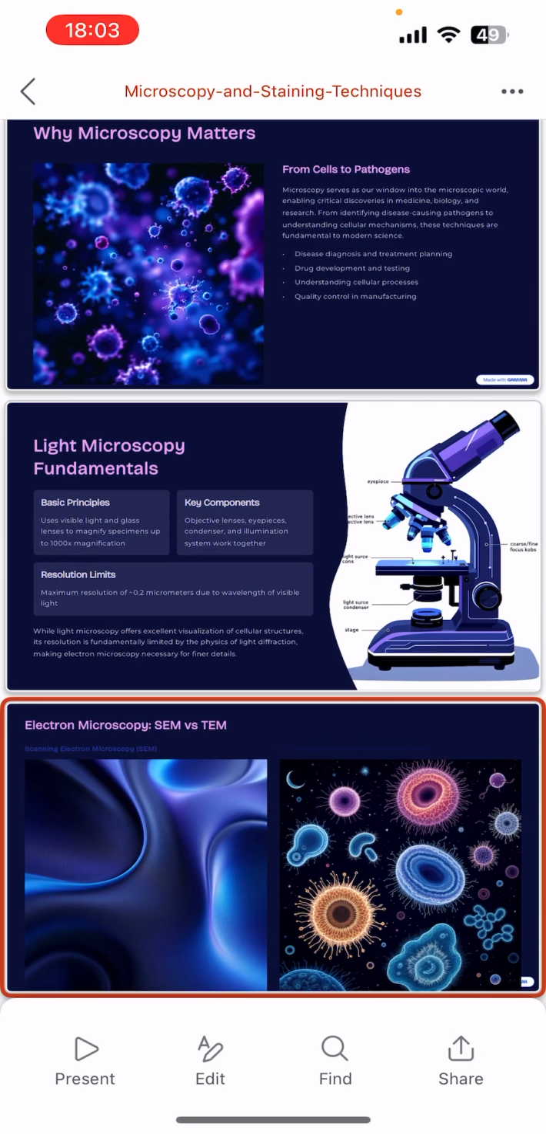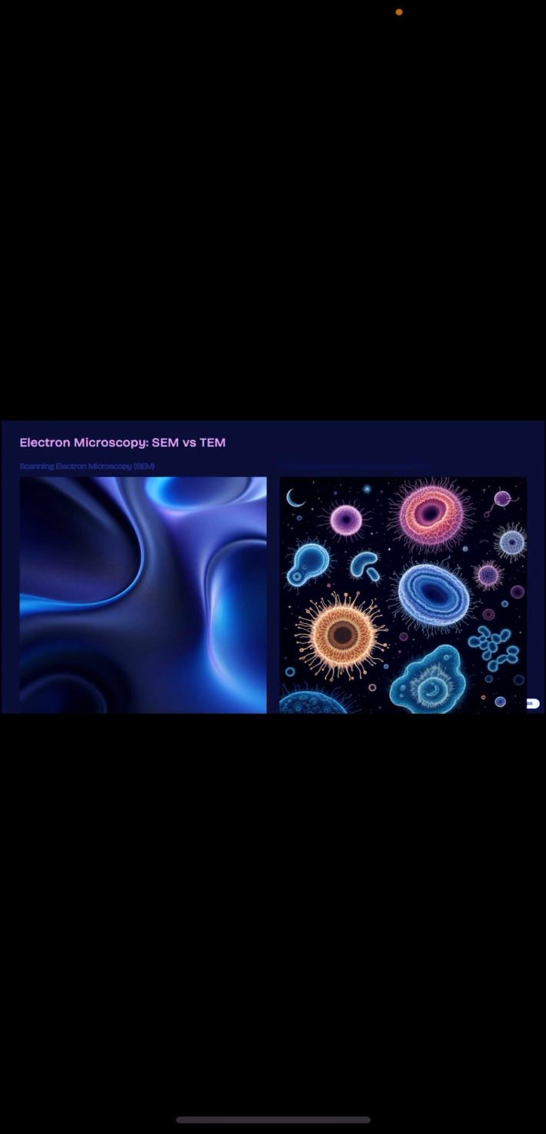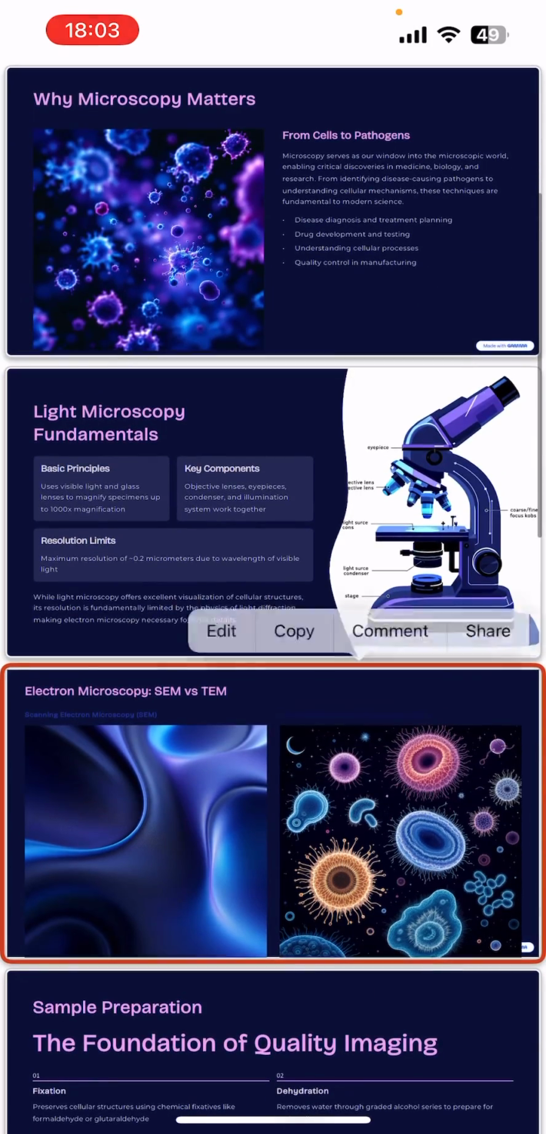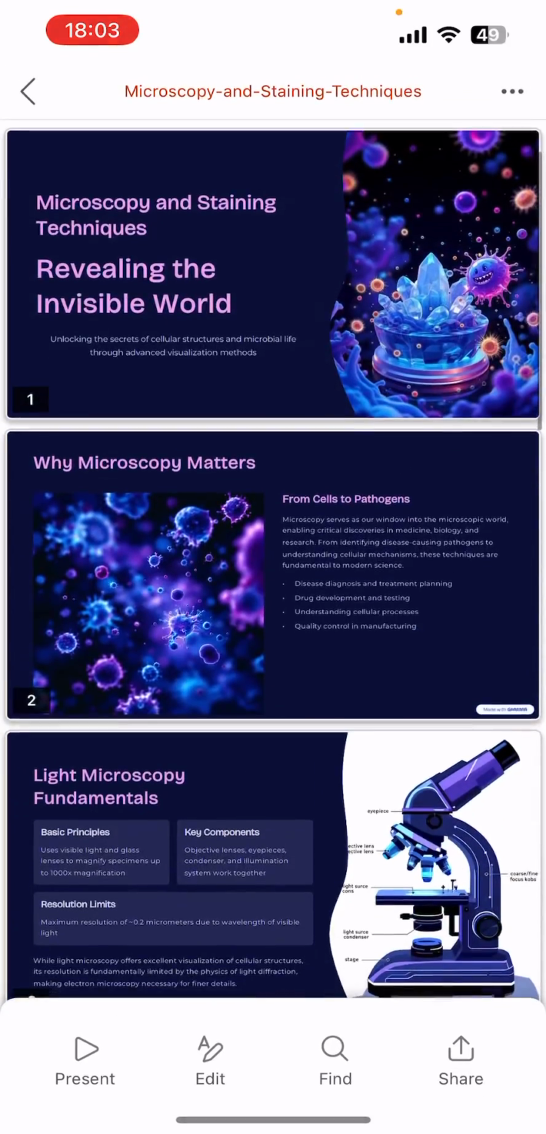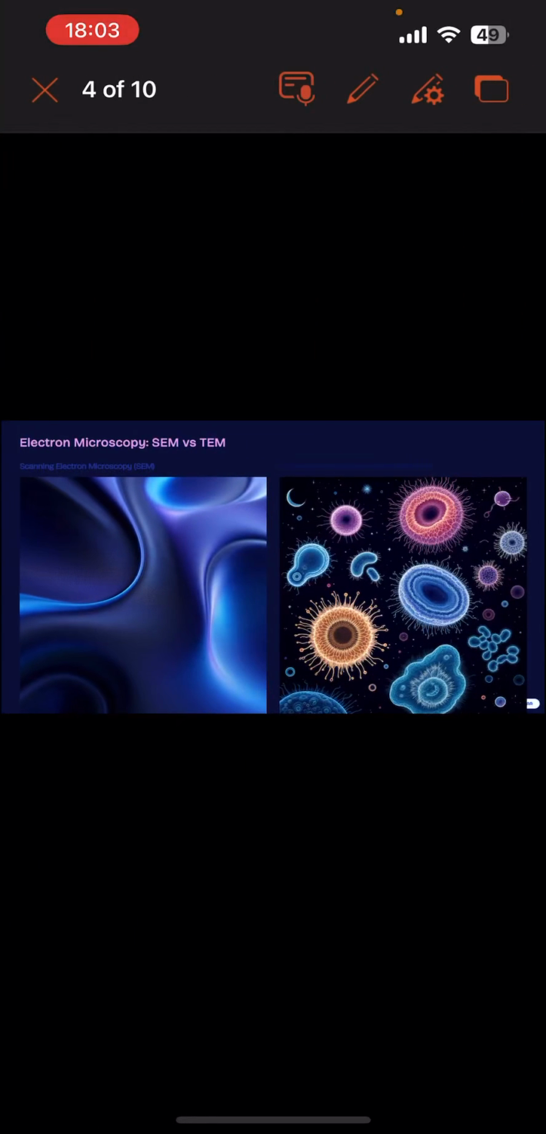Now comes the electron microscope. So you can see scanning electron microscopes, and how things look under an electron microscope, SEM versus STEM. You can see this. This is how things look under a scanning electron microscope.